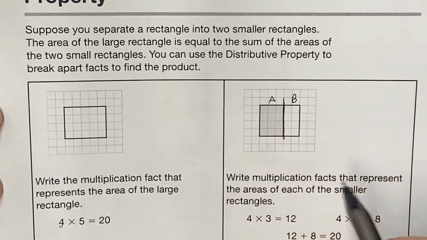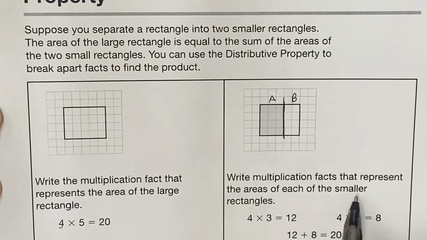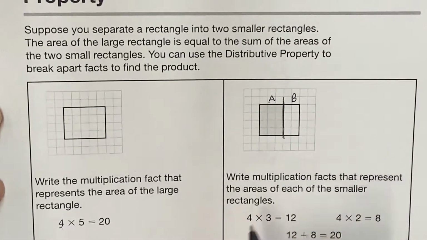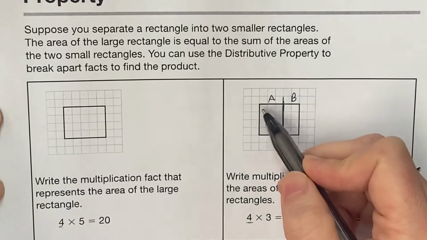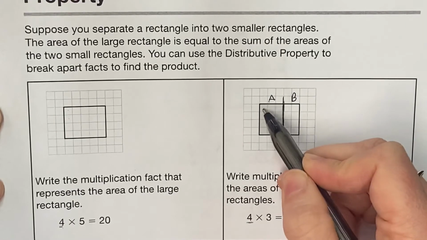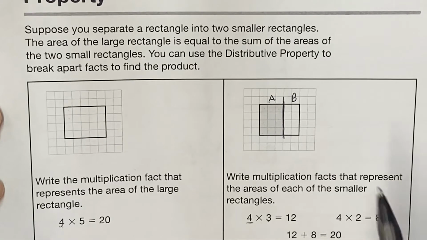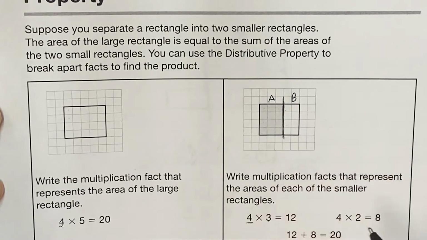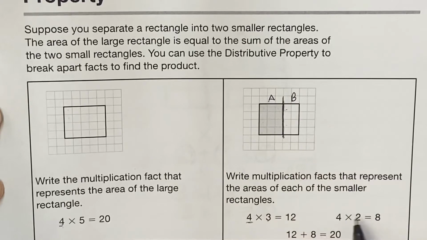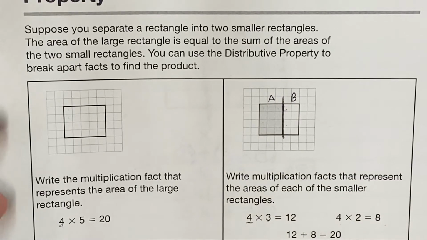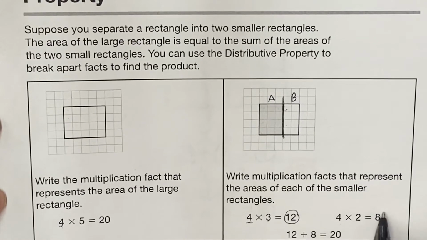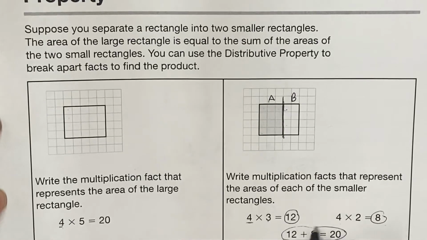Now write the multiplication facts that represent the areas of each of the smaller rectangles. Again, they started with the width, 1, 2, 3, 4 by 1, 2, 3, so that was 4 by 3. And B, 1, 2, 3, 4 by 1, 2. 4 times 2 equals 8. So then they took 12 and added 8 to get 20.